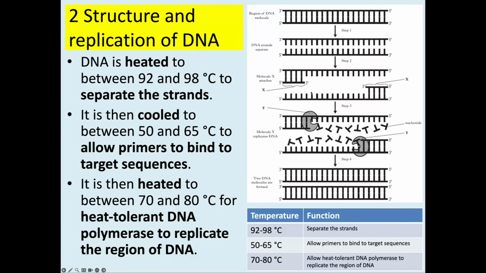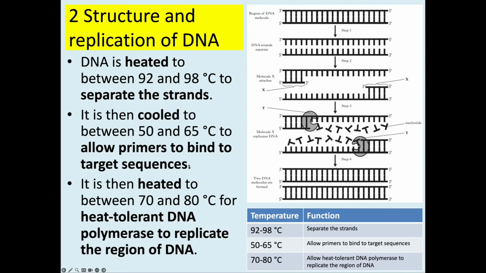And the reason we have to cool it down is because the next stage involves us bringing in primers that are going to bind to those target sequences in the DNA. And in order for primers to bind, the temperature has to be cool enough that the hydrogen bonds won't break, okay, that the hydrogen bonds can form. So therefore, we cool it back down to between 50 and 65 degrees, and that allows our primers here, you can see them, X over here and X over here, we allow them to bind to the target sequences.